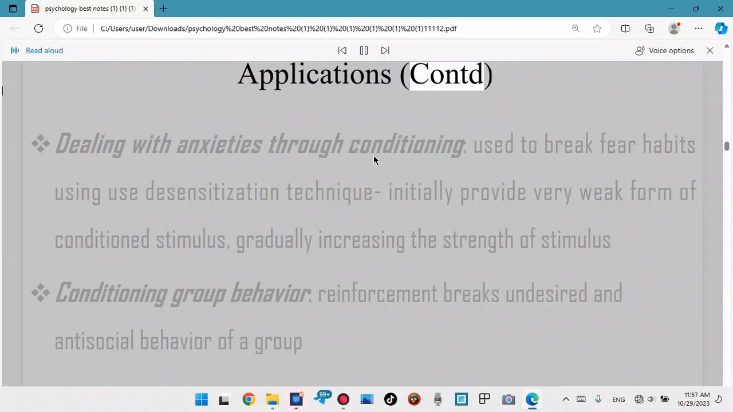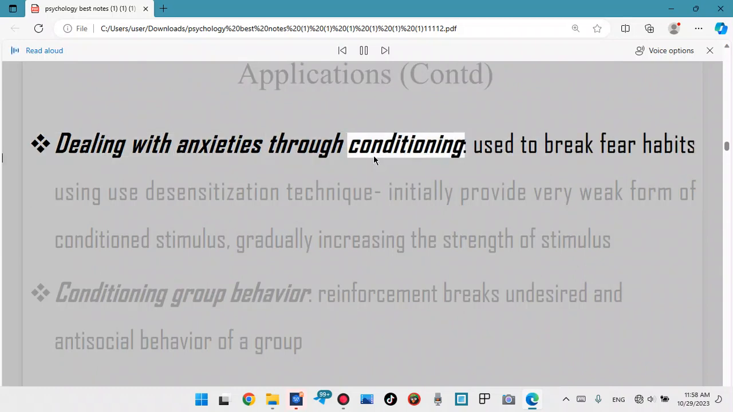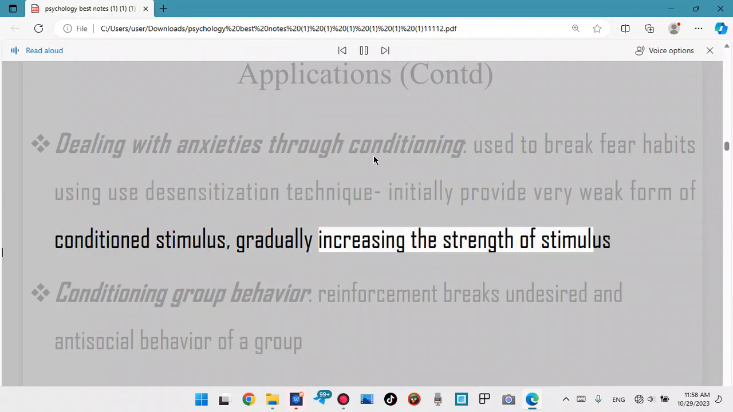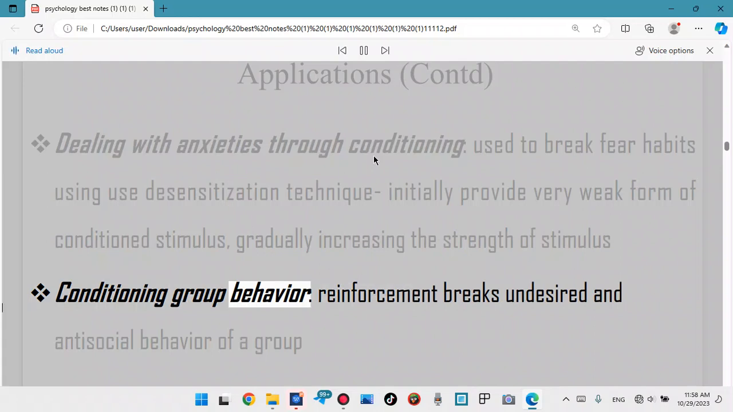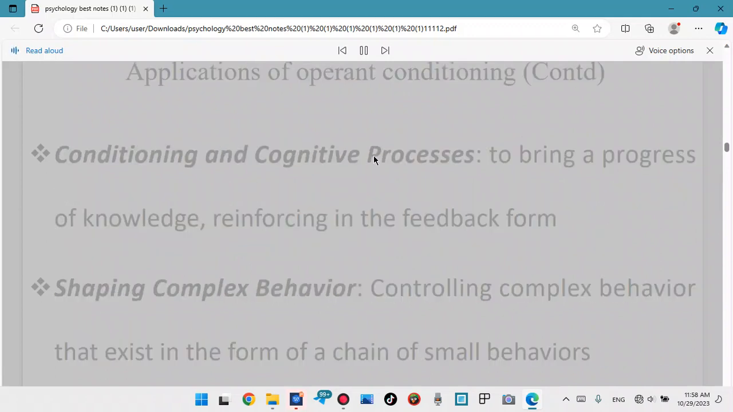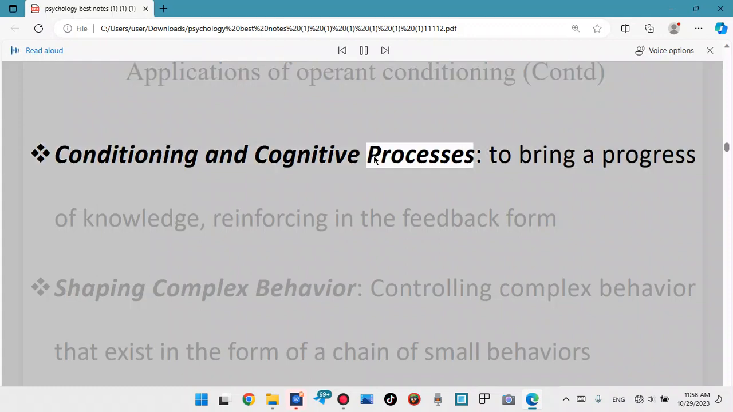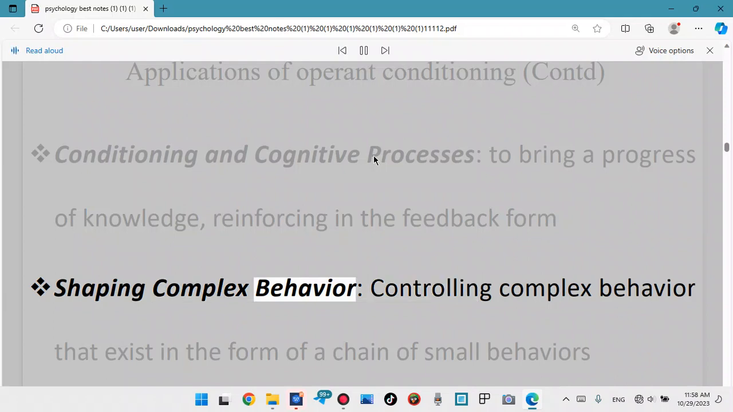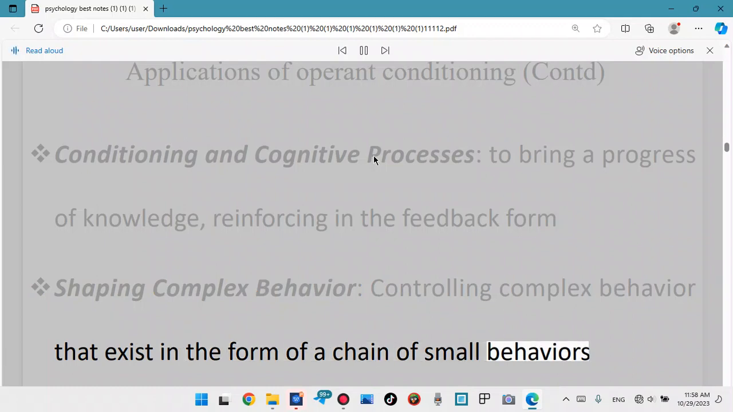Applications, continued. Dealing with anxieties through conditioning, used to break fear habits using desensitization technique. Initially provide very weak form of conditioned stimulus, gradually increasing the strength of stimulus. Conditioning group behavior: reinforcement breaks undesired and antisocial behavior of a group. Applications of operant conditioning, continued. Conditioning and cognitive processes, to bring a progress of knowledge, reinforcing in the feedback form. Shaping complex behavior, controlling complex behavior that exist in the form of a chain of small behaviors.